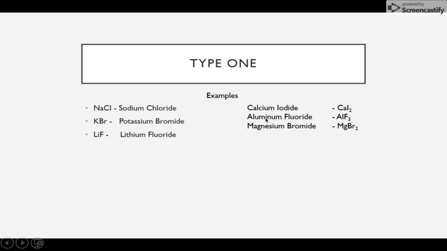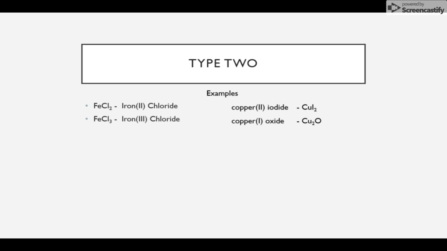So here are some type 1 examples. Here you have sodium chloride. Here it's your cation, then your anion with the IDE on the end. You have potassium bromide, lithium fluoride, calcium iodide, aluminum fluoride, and magnesium bromide. All of these are your type 1s with the cation in front, the anion on the end with the IDE ending.